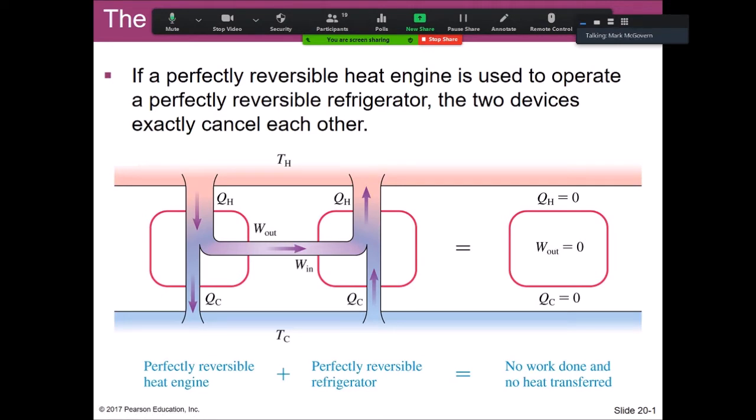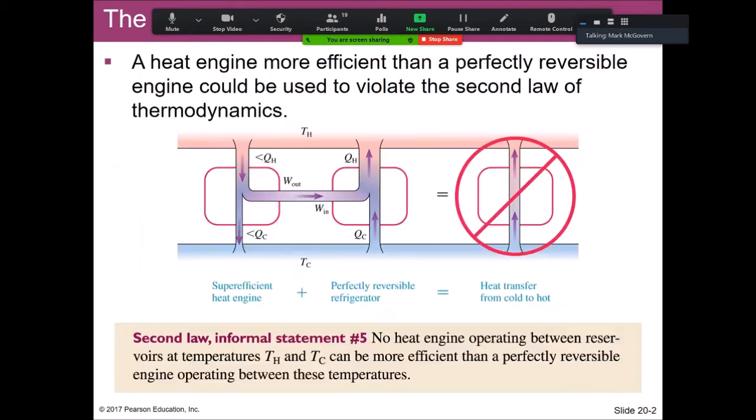Okay. Yeah, this is the first slide about how you can't have a perfectly reversible heat engine and a perfectly reversible refrigerator work with each other. They'll cancel each other out. And I'm on the slide now. So it says no heat engine operating between reservoirs at TH and TC can be more efficient than a perfectly reversible engine operating between these temperatures.